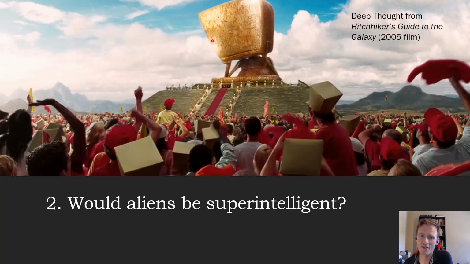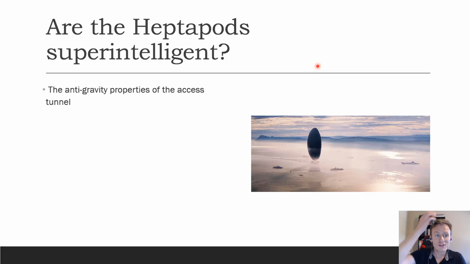And Deep Thought is this huge AI that allegedly has answers to things like what the meaning of life is. And we'll look at Deep Thought's answer to what the meaning of life is on the last day of class. For those of you who've seen the movie, you'll know that this is a huge joke. Okay, so are the heptapods super intelligent?